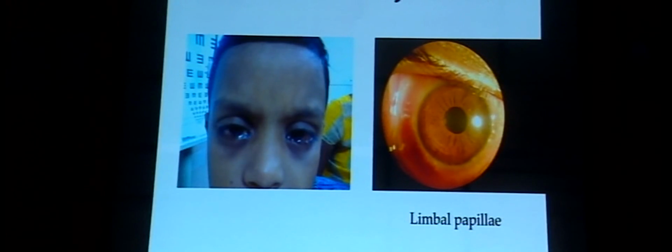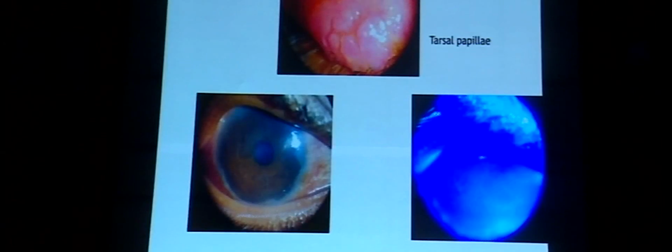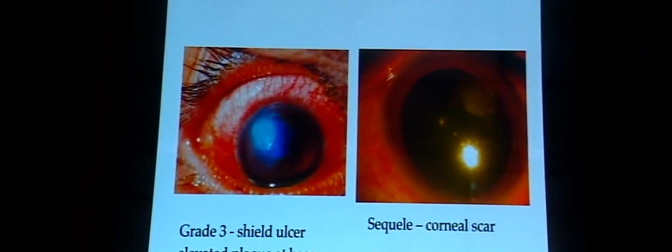Then comes the VKC. As you know, in the limbal form, you have the large papillae. The mainstay of treatment here is medical, to get the inflammation under control. Surgically, you have to intervene when there is a shield ulcer. Grade 1 and grade 2 probably no, but when there is an elevated plaque, you have to intervene surgically, peel off the plaque, and amniotic membrane does really help in healing them faster with minimal scarring.